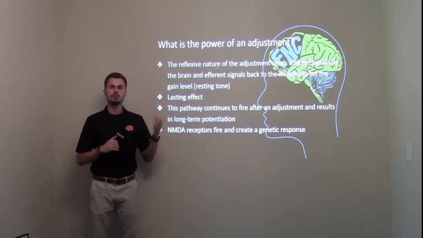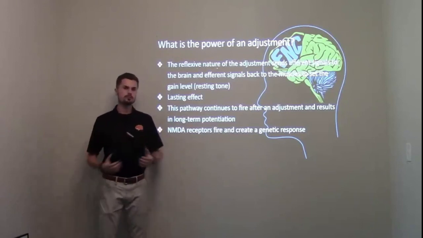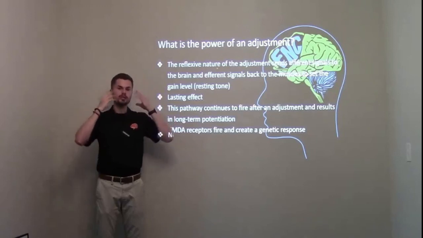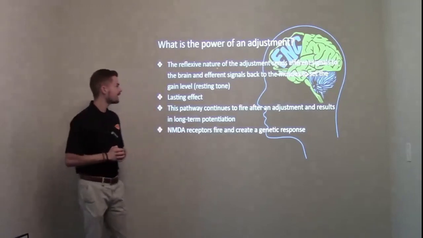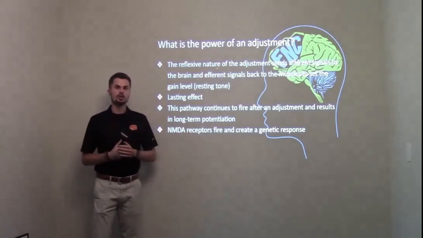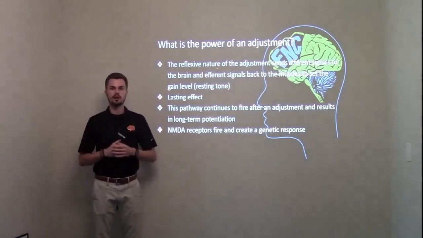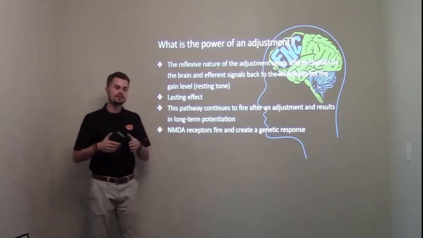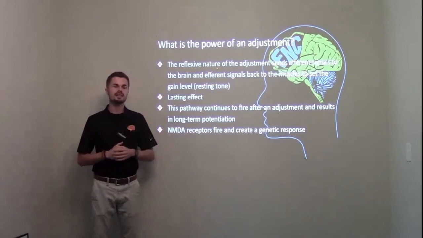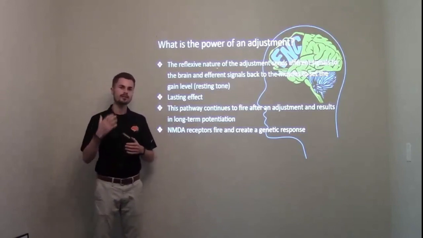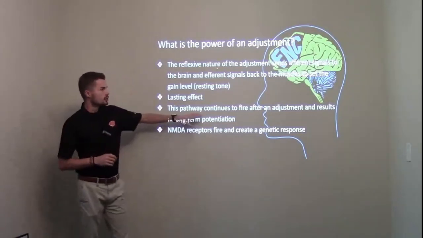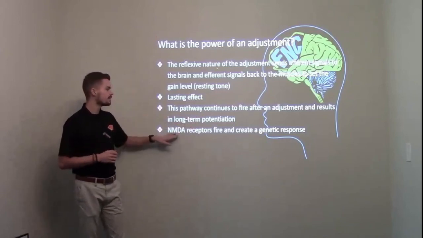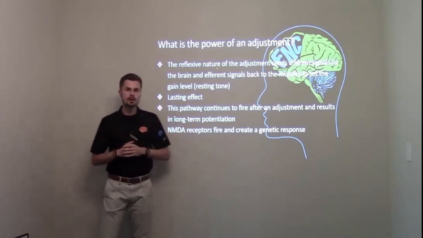Okay, like we mentioned before, more complex movement created more complex brains, and then we can have this top-down regulation or modulation. And when you adjust somebody, in addition to breaking these adhesions and these other mechanical things that happen, you're going to have a lasting effect. So even after you adjusted a joint, research shows that that pathway keeps firing after that. So the adjustment results in long-term potentiation. How that happens is through these NMDA receptors that create a genetic response.